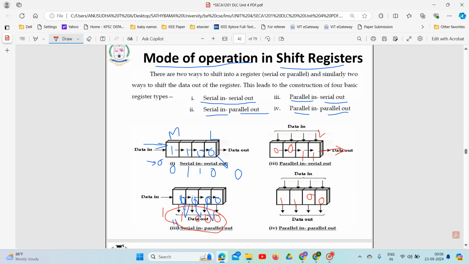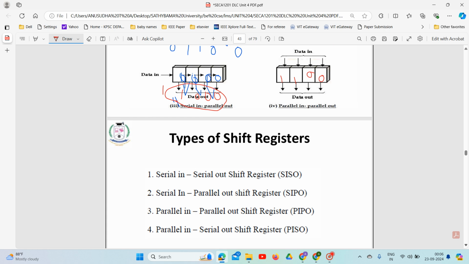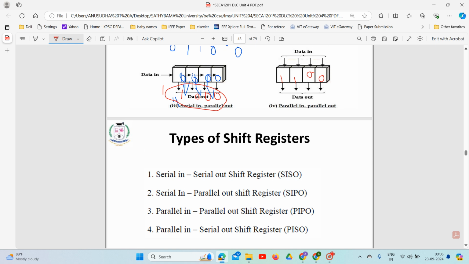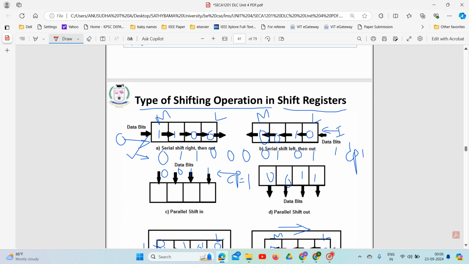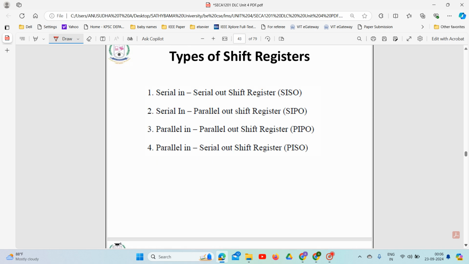We will discuss this in detail in a separate video, especially the types of shift registers. If they ask for 12 marks, you have to explain the modes of operation. The first is types of shifting operation, then mode of operation and types of shift registers for the 12 marks. We will discuss in the next video.